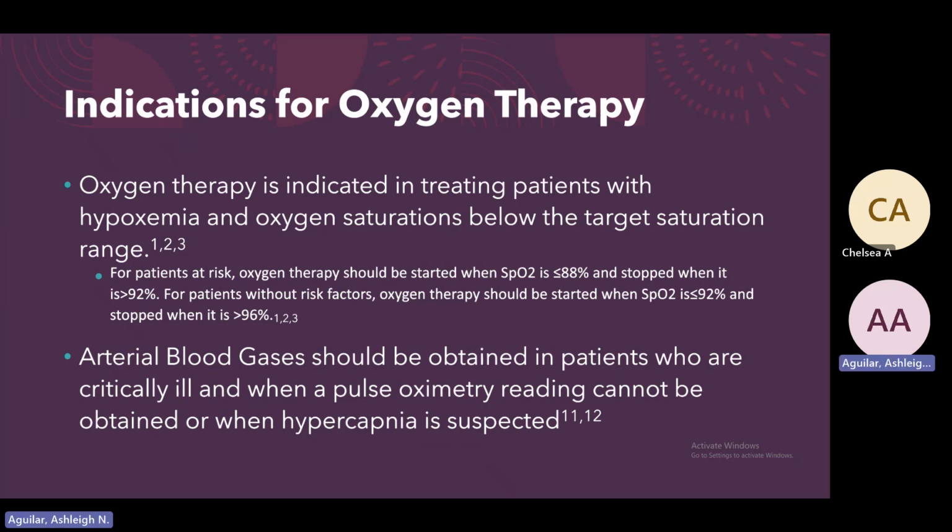Another indication is arterial blood gases. They should be obtained in patients who are critically ill, when a pulse ox reading can't be obtained, or when hypercapnia is suspected.